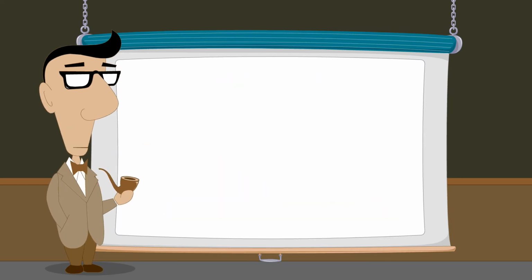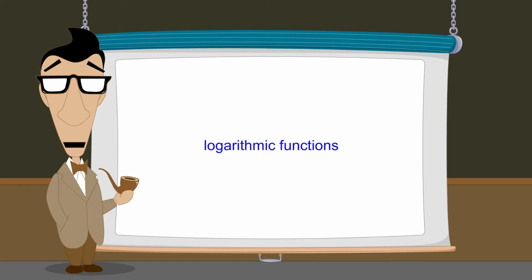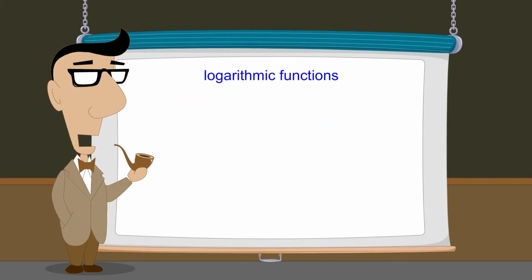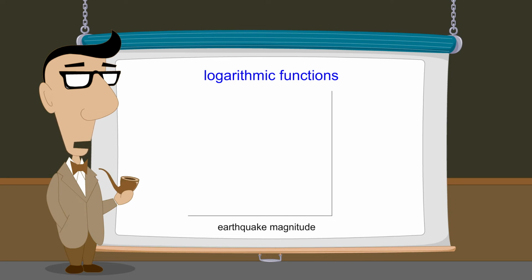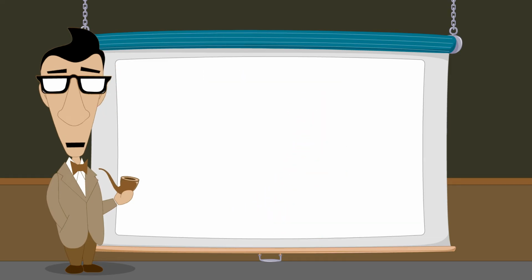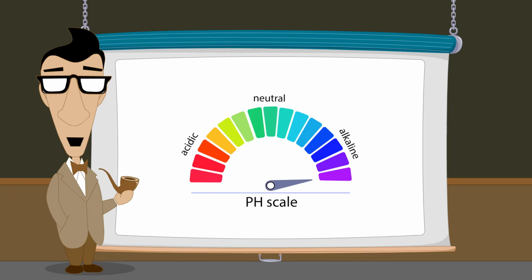Likewise, many types of measurements use logarithmic functions. Examples of this are the decibel scale, which uses a logarithmic function for measuring the intensity of sound, and the Richter scale, which uses a logarithmic function to measure the intensity of earthquakes. Likewise, the pH scale used to measure the acidity of a solution is also logarithmic.